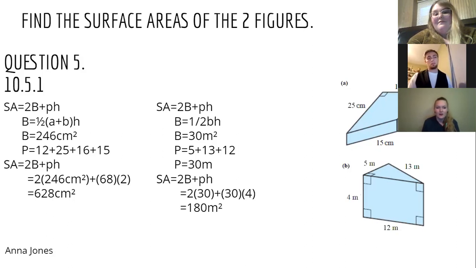And then we're going to have to find the perimeter. So that's going to be 5 plus 13 plus 12. And you can tell in this one, we didn't use the 4 meters because it's part of the width, not the perimeter. It doesn't need to be included in the perimeter. Okay. So P equals 30 meters. And so we're going to plug and chug, as Willa puts it. So surface area equals 2B plus PH. That equals 2 times 30 plus 30 times 4. And that's going to equal 180 meters squared.